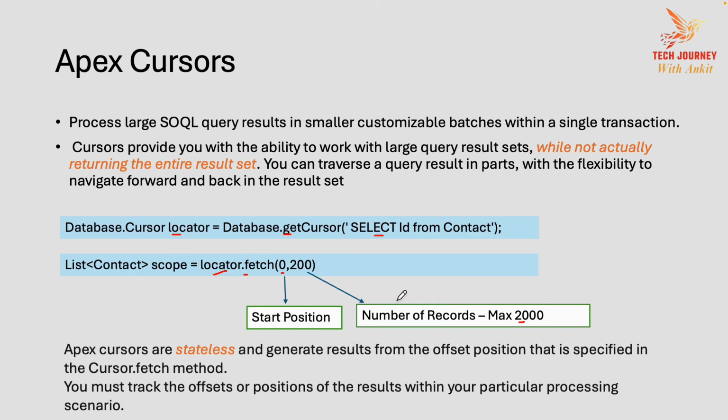Another key point that you have to remember about the Apex cursor is that they are stateless and generate the result from the offset position that is specified in the cursor.fetch method. So whatever position you define here, that many records will be fetched and stored into the variable. So it is very important that whenever you are working on the cursor, you always keep track of the start position so that you can fetch the correct list of records, and you can specify how many records you want to fetch from that particular batch.